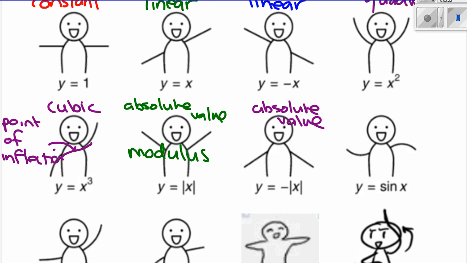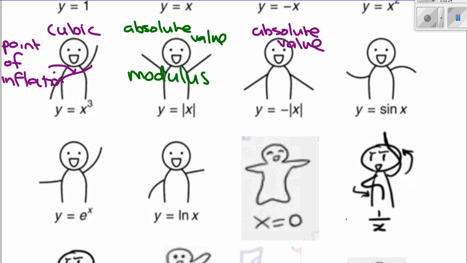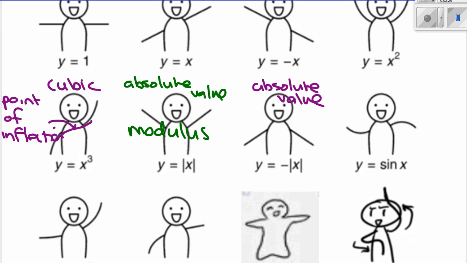Next thingy. Overall, what kind of graphs are these? Trigonometric. Yeah, that type of trigonometric. Trigonometric. Sine of x. Trigonometric.